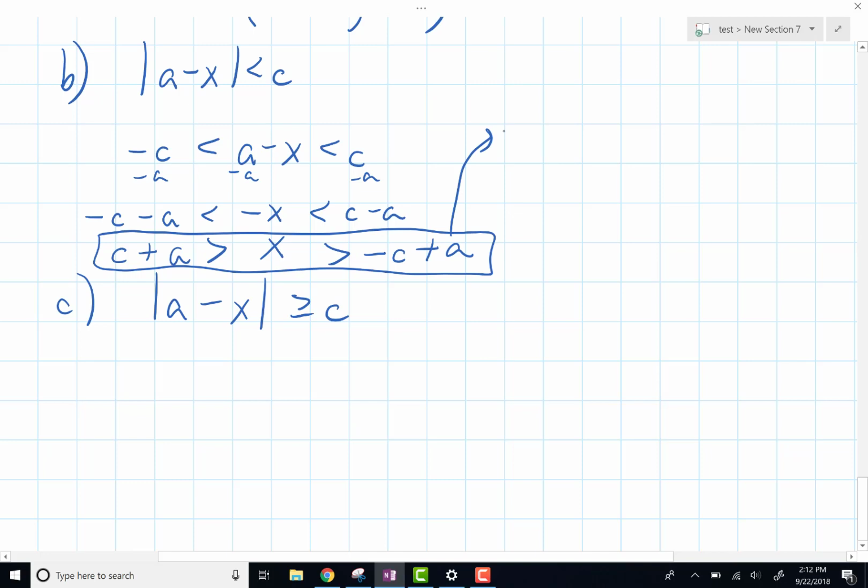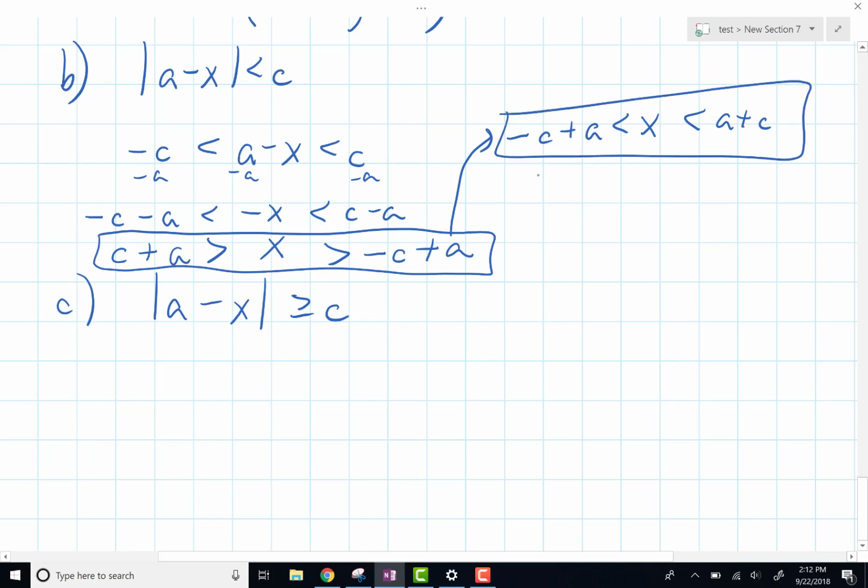I kind of like it better with less than, so I'm going to just turn it all around. I'm going to start with this side and say that the -c plus a is less than the x is less than the a plus c. I kind of like that better. And interval notation would just be that your x's start with the smallest, -c plus a, and stop at the biggest, a plus c. Phew.